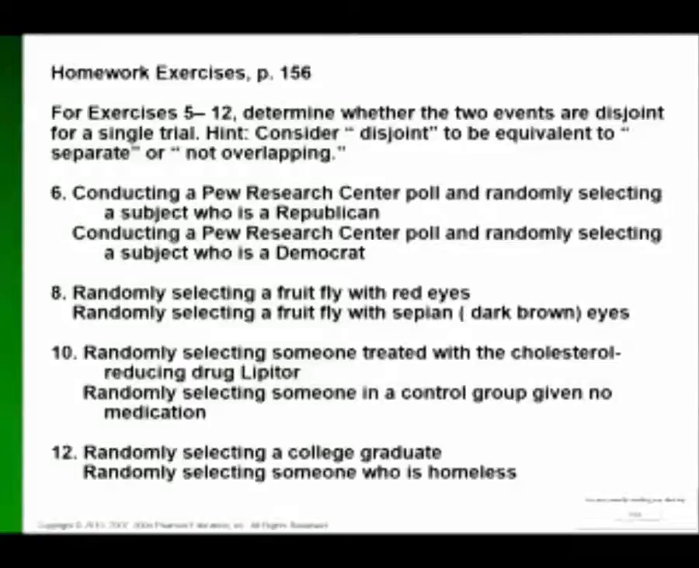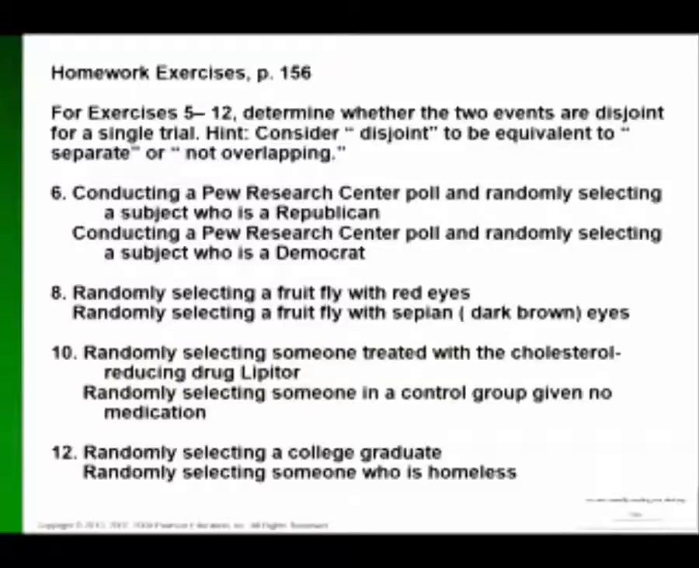Number 8, randomly selecting a fruit fly with red eyes and then finding out that that same fruit fly has dark brown eyes. Is that possible? One fly having red eyes and brown eyes? No, you can't have both. Now, don't make it harder than it is. This is plural. You can't have two red eyes and two dark brown eyes. So, disjoint or not disjoint? Disjoint.